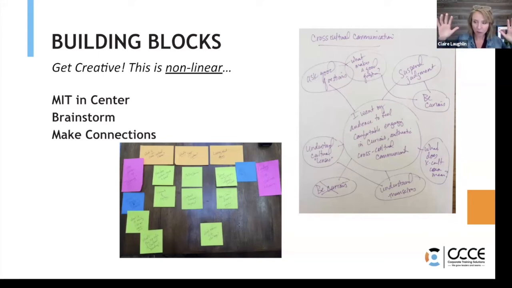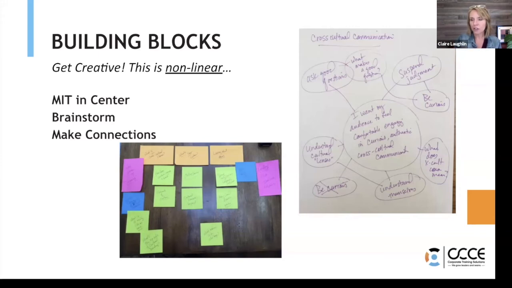Now, everybody's brain works differently. Some of you may find that that's an easy way for you to do it. But what I like to do is like this picture over here on the right-hand side of your screen. I like to write my MIT really big in the middle of my flip chart paper and then just start making a mind map of everything I can think of that are the building blocks to success, okay?